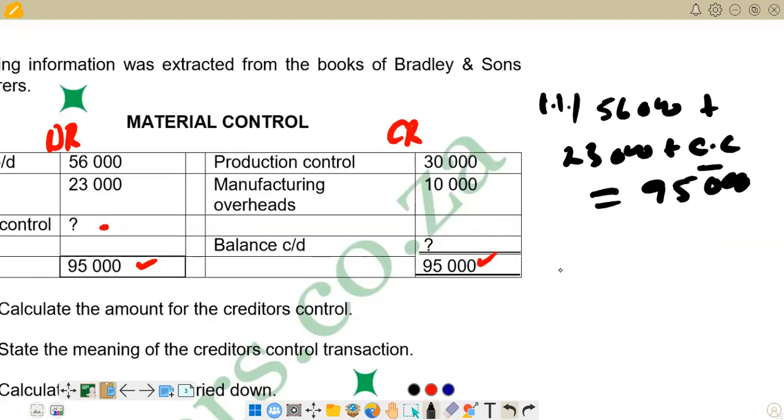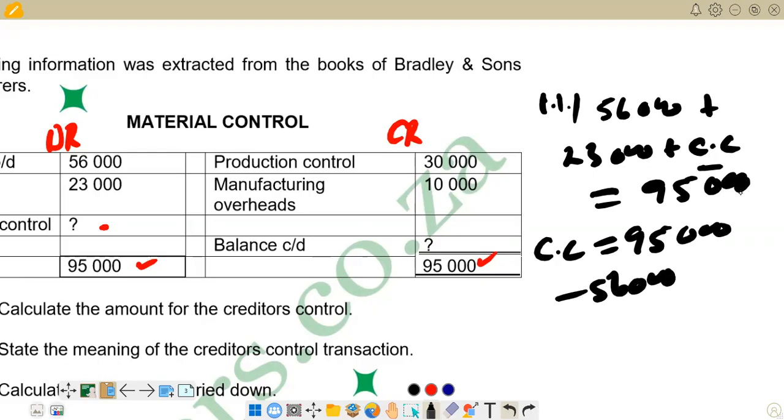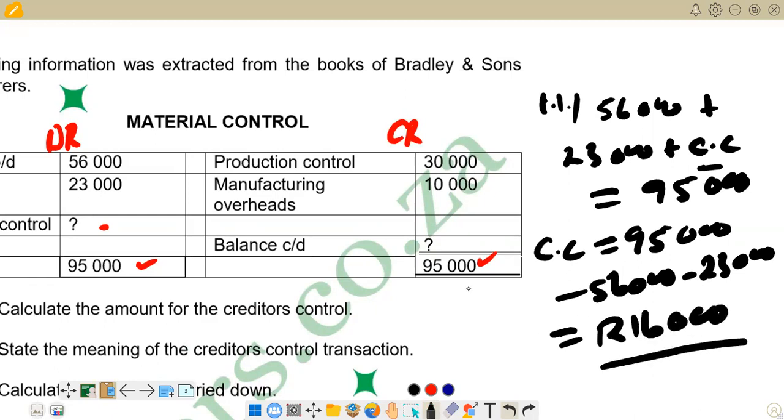To find your creditors control figure, you make it the subject of the formula. Creditors control is equal to 95,000. You take 56,000 to the other side, it becomes a negative figure, minus 56,000. You take 23,000 to the other side, it becomes minus 23,000. So 95,000 minus 56,000 minus 23,000, the figure that you're supposed to get is 16,000. This is our answer for 1.1.1.